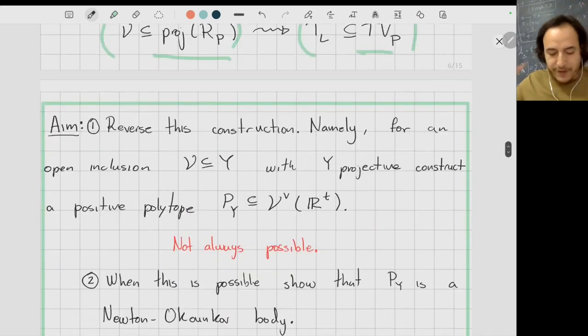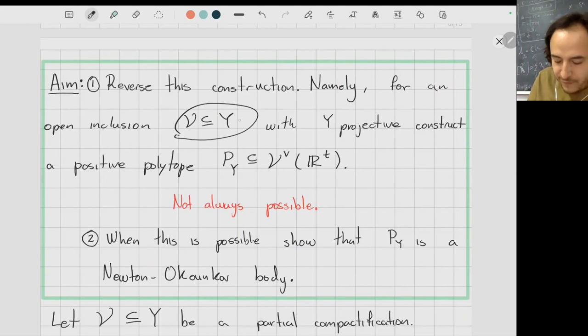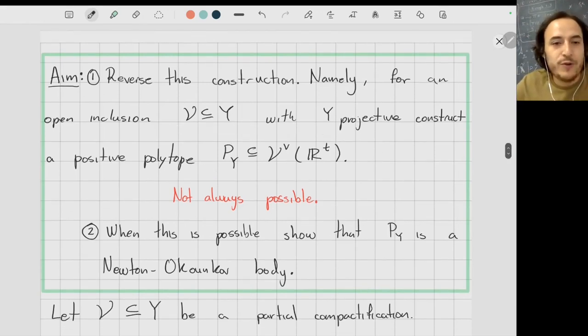So the aim of this project is to reverse this construction. Namely, whenever I have a partial compactification of V, or a compactification of V into a projective variety, I would like to associate a polytope. In toric geometry, this aim says: given a projective toric variety, what is the associated polytope? That's the question we're trying to answer.